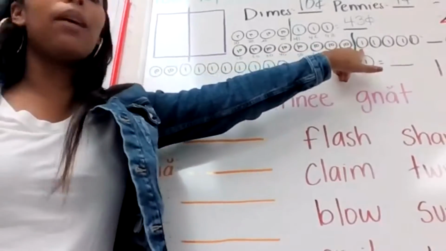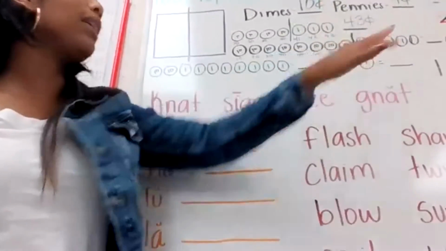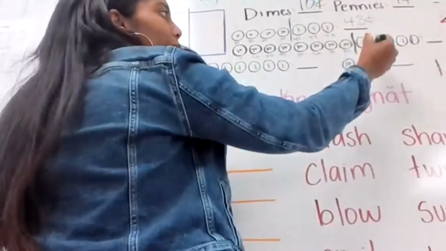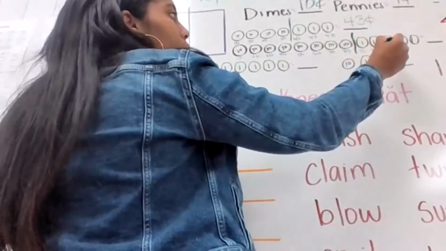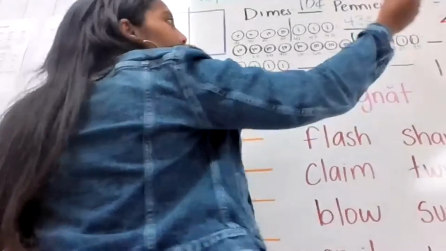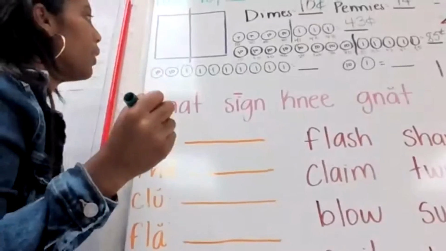So now I start counting by what? Ones. I start counting by ones. So I stopped at 80. Now I start counting by ones. What will I say? 81, 82, 83, 84, 85. How much money? 85 cents. Good.